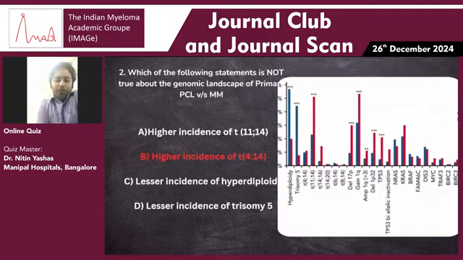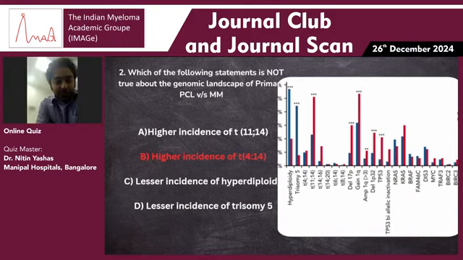Question number 2. Right. Very clearly, it was mentioned in the commentary also that plasma cell leukemia has a higher incidence of t(11;14), but the incidence of t(4;14) was roughly the same between both the groups, and of course, they display a lesser incidence of hyperdiploidy and trisomy 5. So the correct answer is that a higher incidence of t(4;14) is not seen in plasma cell leukemia.